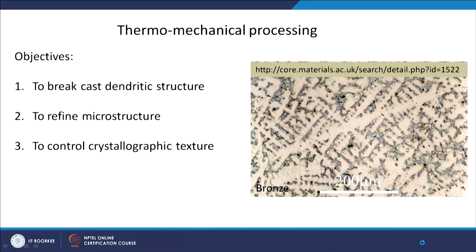And the objective of thermomechanical processing, first, is to break the cast dendritic structure. When you do any casting process, usually the microstructure which you get is what you can see in this micrograph here. These are called dendrites. A dendrite is a tree like structure.